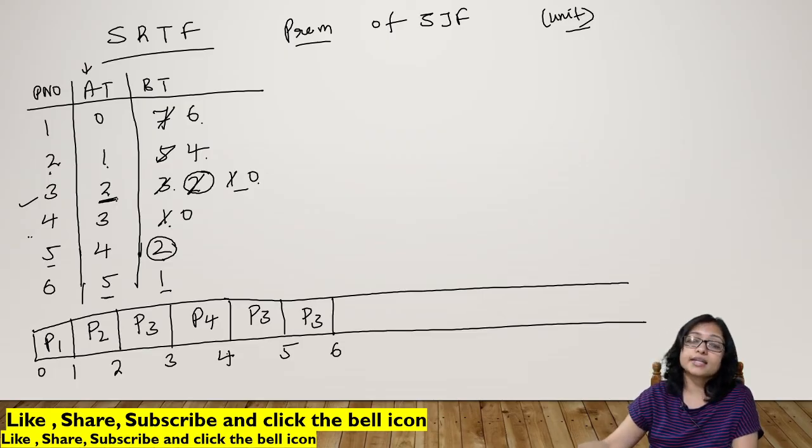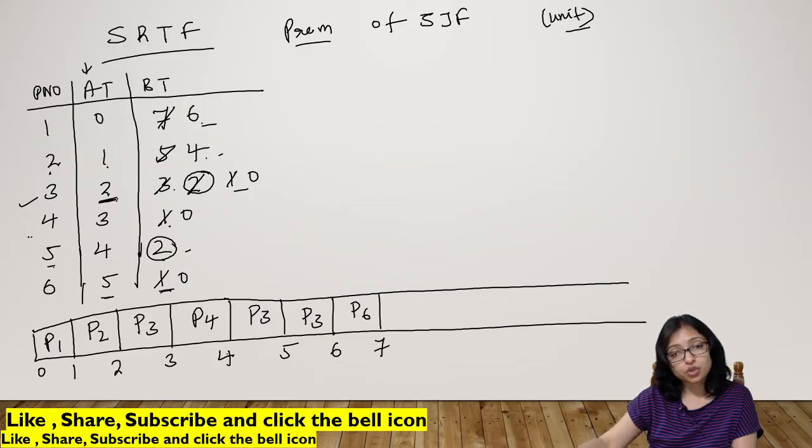And now at that time, who is remaining? P6, that is the lowest one. So P6 will get the chance. It will be 7. And now this is 0. And now out of that it is 6, 4 and this is 2. So now P5 will get the chance.